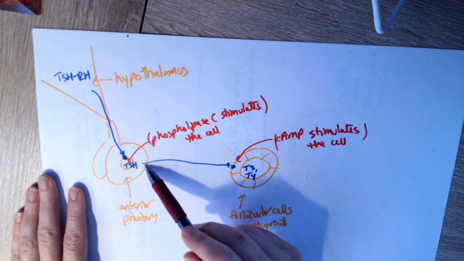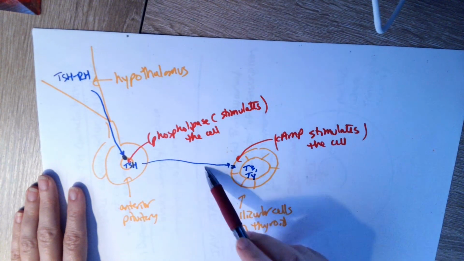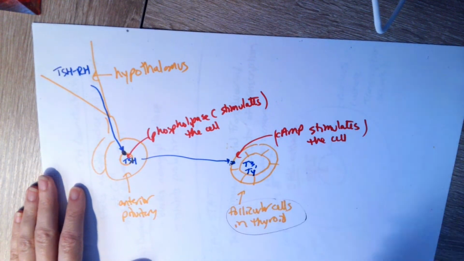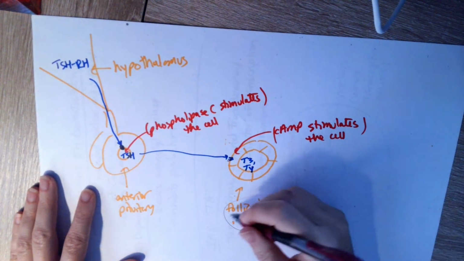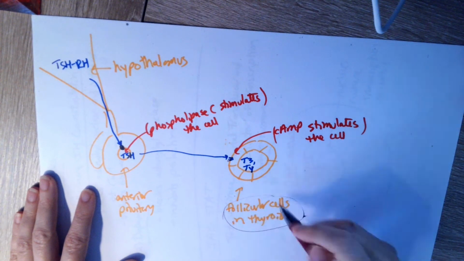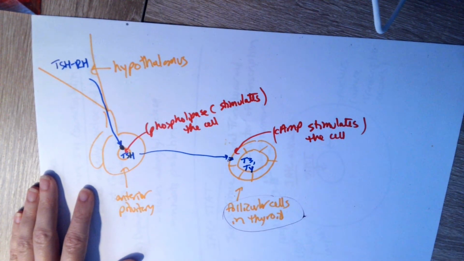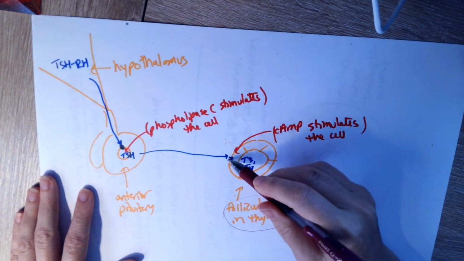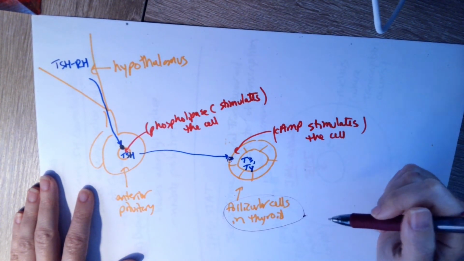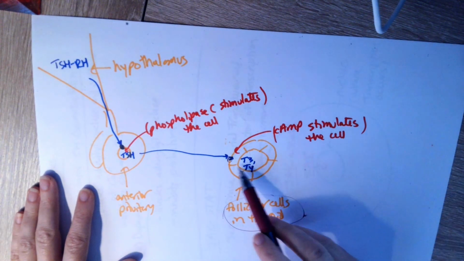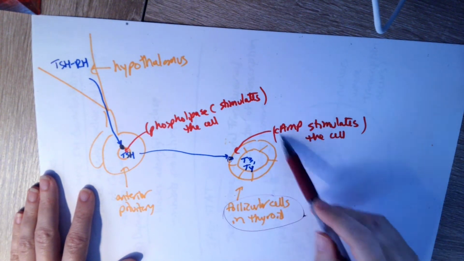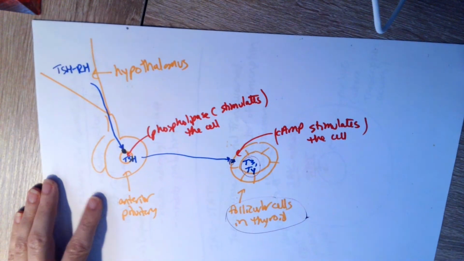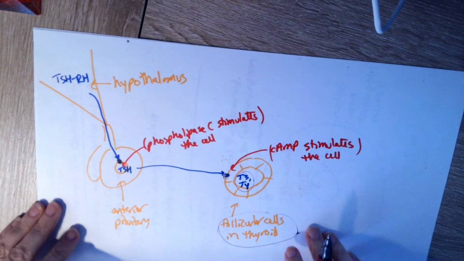Thyroid stimulating hormone diffuses out, gets into the blood, and ends up at the cells in the thyroid, which are called the follicular cells, which you'll have seen in lab hopefully by now. They're responsible for making the cells in the thyroid. So thyroid stimulating hormone binds to the thyroid stimulating hormone receptor on the follicular cells in the thyroid, triggers cAMP as a second messenger, and stimulates the cell to make T3 and T4, which are the thyroid hormones.